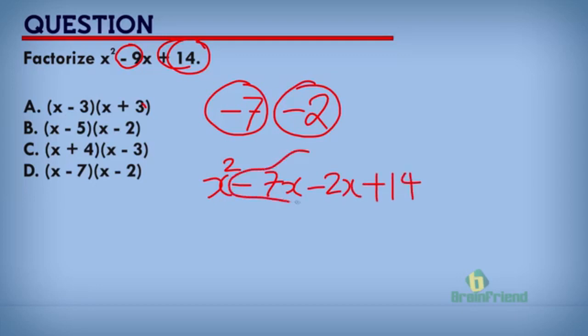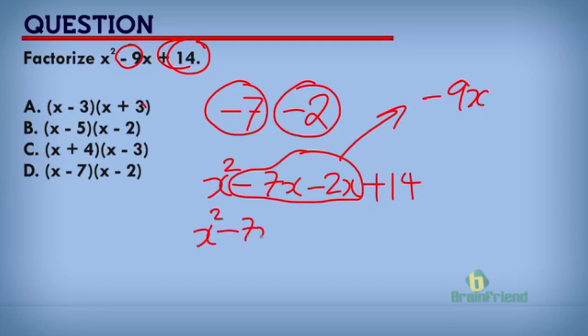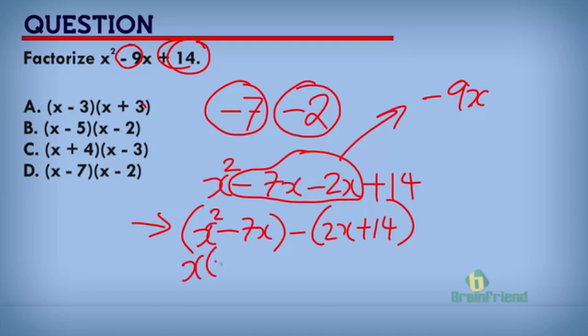We said minus 7x minus 2x is simply replacing minus 9x, because they will also work out to give us the same value. Okay? Now that we've done this, we said regroup. So we can regroup by placing a bracket around x squared minus 7x, and minus 2x plus 14, that's another group. So instead of the 4 initial terms, we have just 2 groups left. Then we can go ahead to bring out our common term here. x is common. So we have x left, and then we have minus 7 left.